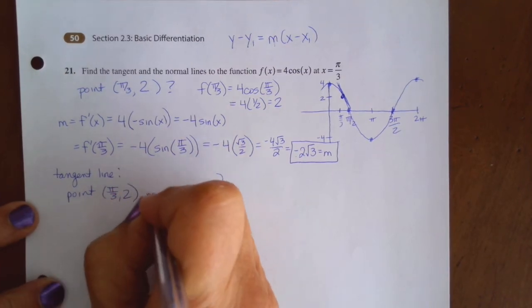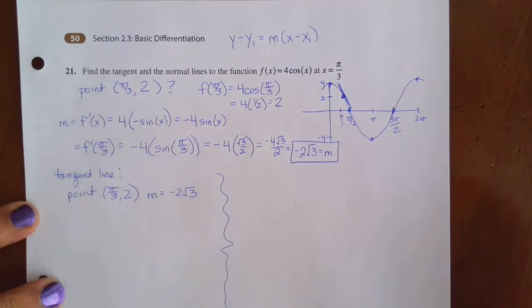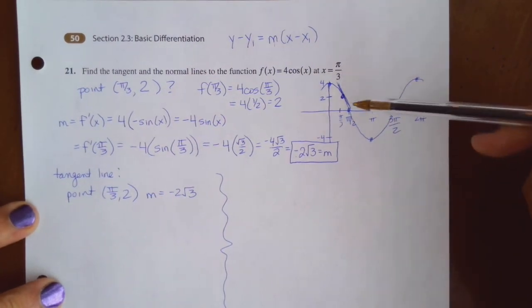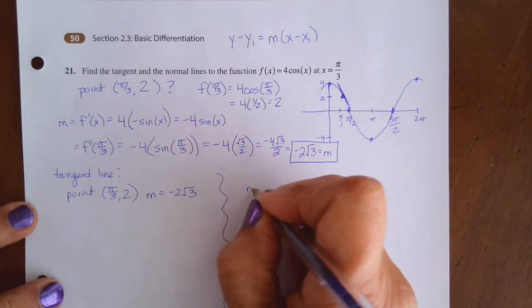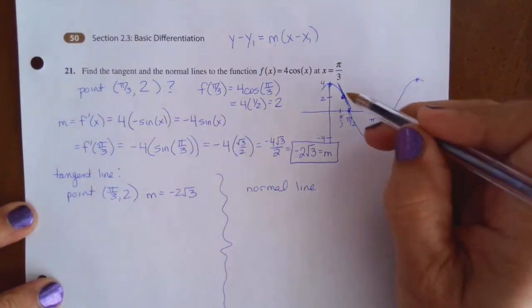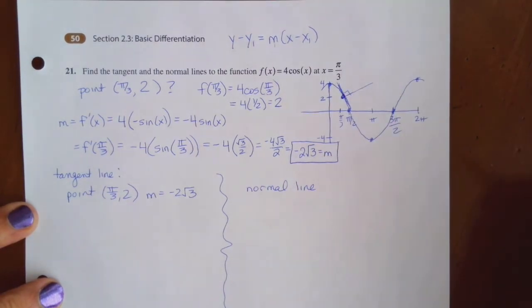And we're going to use the slope, negative 2 square root of 3. That is the information for the tangent line. All right, then I'm going to have to redo my problem and do the normal line. The normal line is this line, one that's perpendicular to the tangent line.